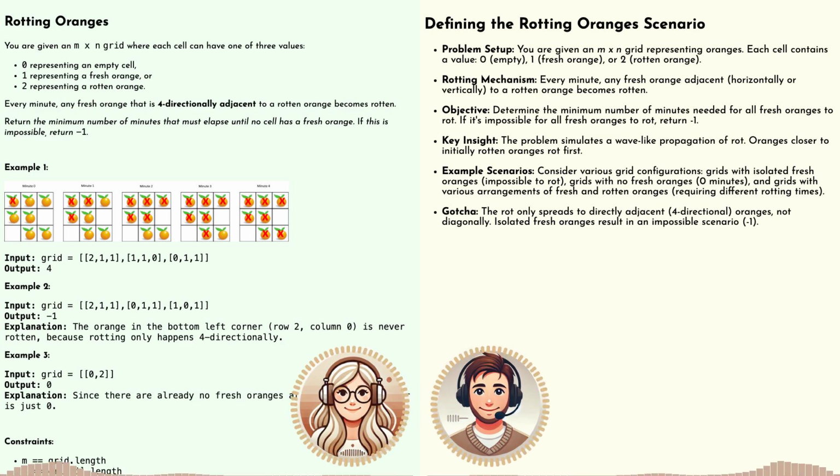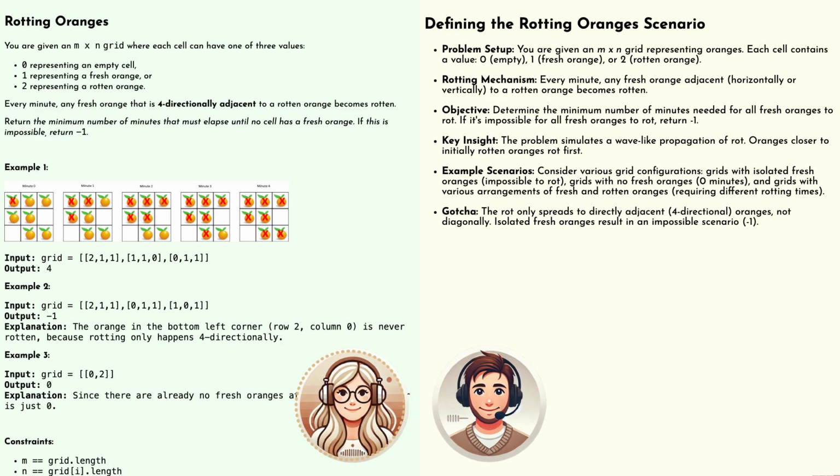I got it. So it's kind of like a race against time. Yes. But instead of runners, we have rotten oranges spreading their, well, rottenness. Their rottenness, exactly. And we have to figure out what's the fastest way for that rot to take over the entire grid.